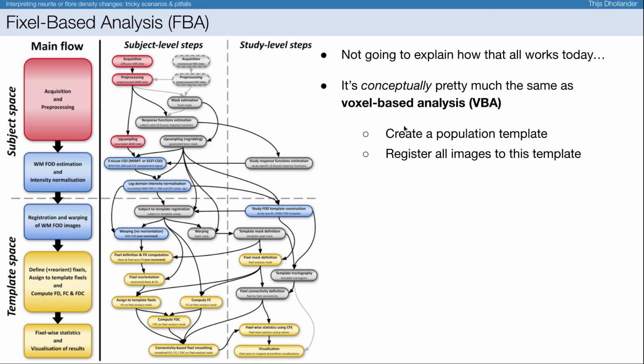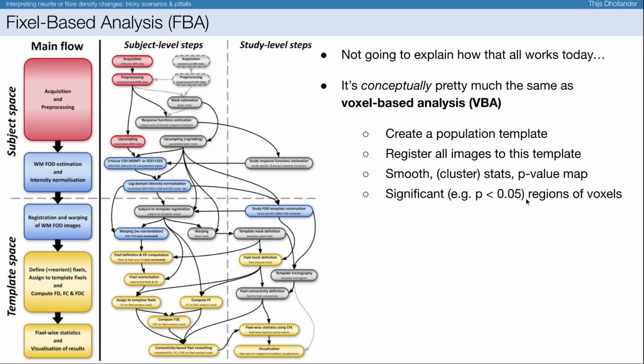So in a voxel-based analysis, you typically start by either creating a population template or using a template from an atlas maybe, and you would register all your subject images to this template to make them voxel-wise comparable. Then you would typically smooth your images, you would perform stats or cluster stats, and in the end you would end up with a p-value map that shows you where the differences are, the significant regions of voxels.